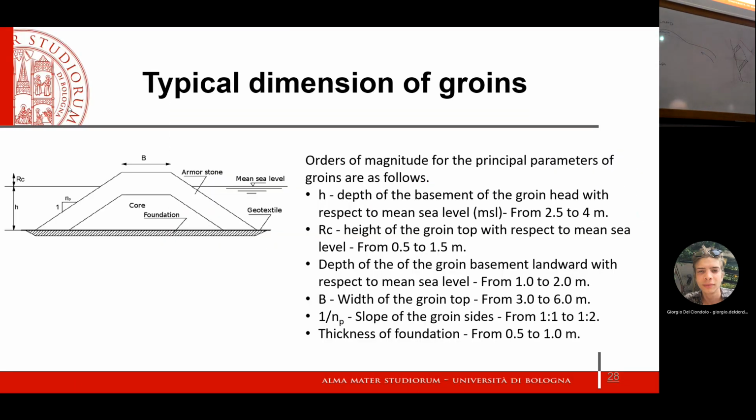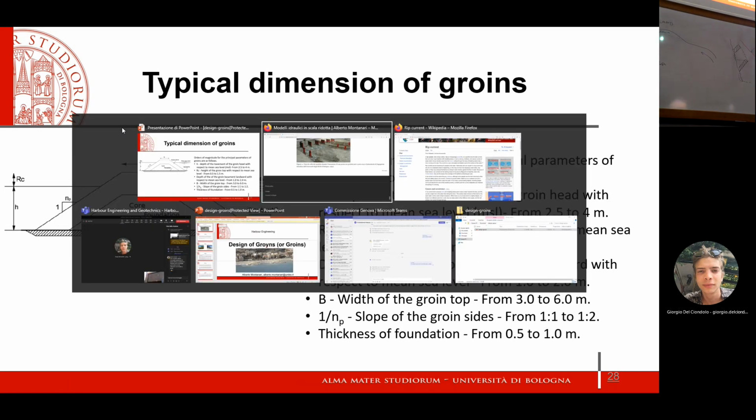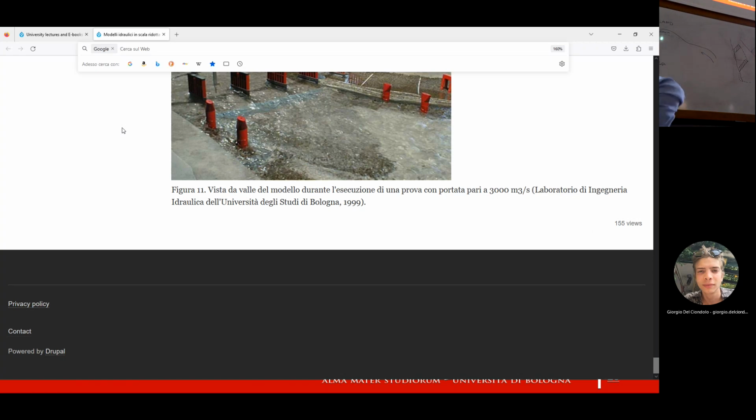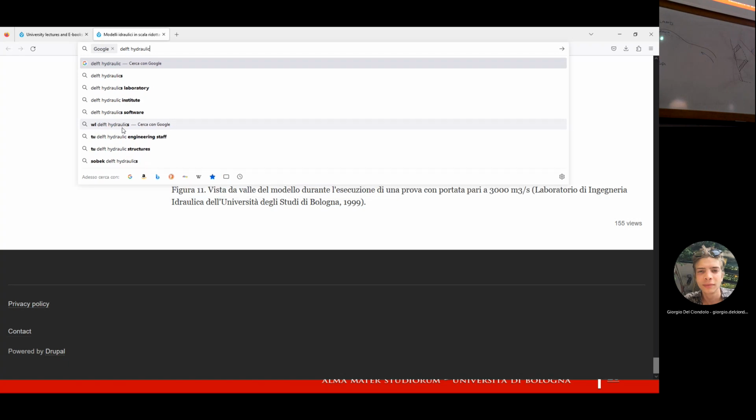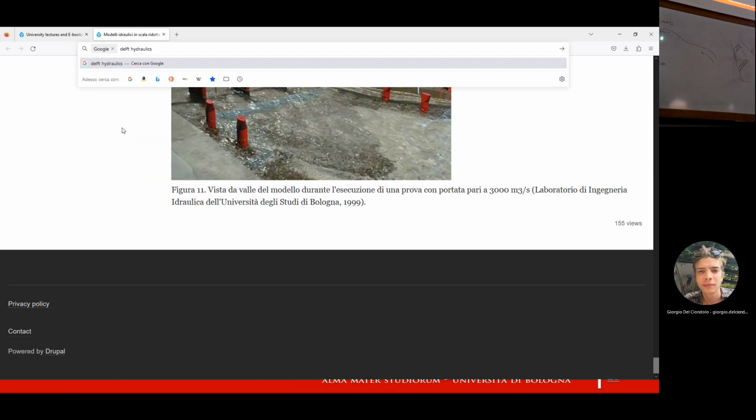Okay, so I think there is a lab that performs a lot of lab experiments on coastal protections, which is the Delft Hydraulics Lab.